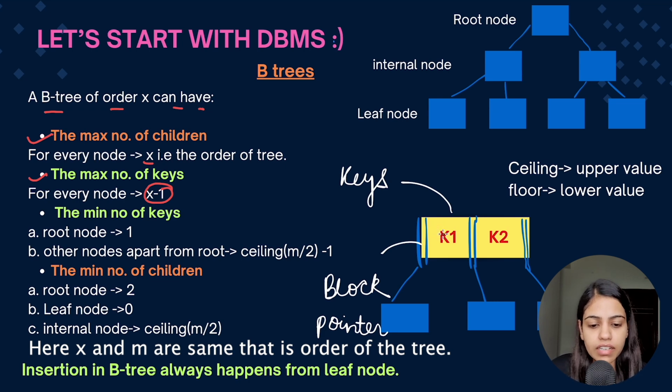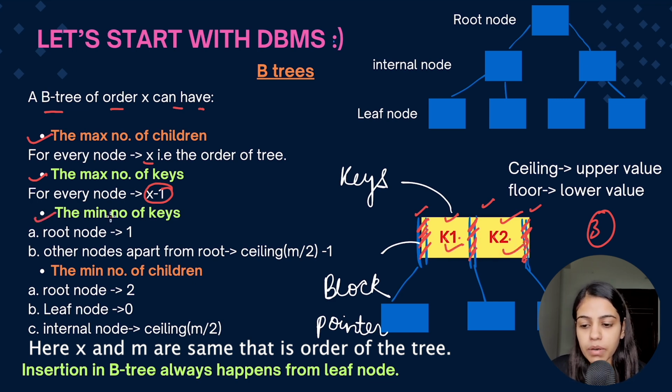Consider here the keys are provided, k1 and k2, and here we have provided the block pointers. At max, I am saying that this particular tree can have only 3 children. So we'll have 3 block pointers, 1, 2 and 3, and you can see that we have only provided 2 keys because there are 3 block pointers. So we can say the number of block pointers is the maximum number of children a node can have, or the order of the tree, and the number of keys is order minus 1, that is x minus 1.